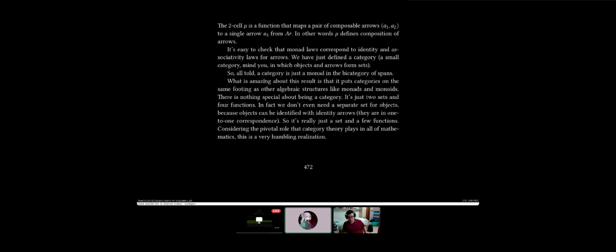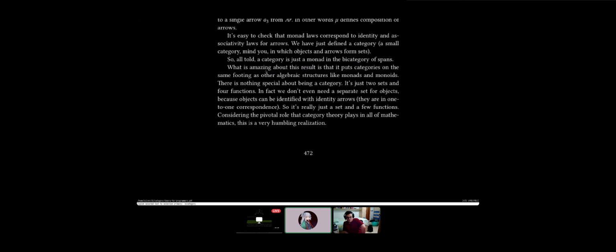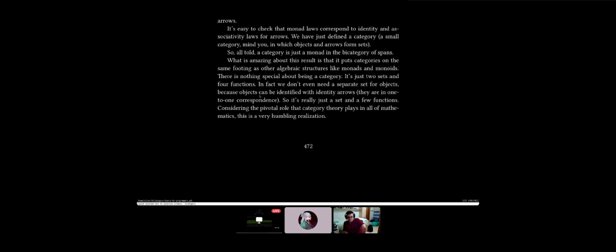Well, yeah, but it's kind of crazy that you can define a category as a monad. Yeah, actually. What is amazing about this result is that it puts categories on the same footing as other algebraic structures like monads and monoids. There is nothing special about being a category. It's just two sets and four functions. In fact, we don't even need a separate set for objects because objects can be identified with identity arrows. They are in one-to-one correspondence. So it's really just a set and a few functions.